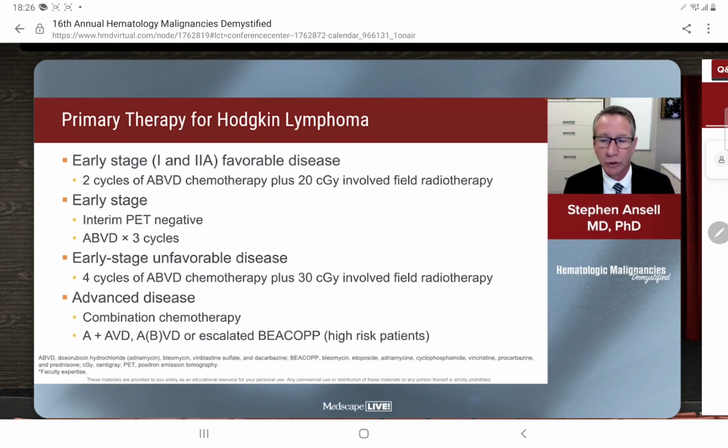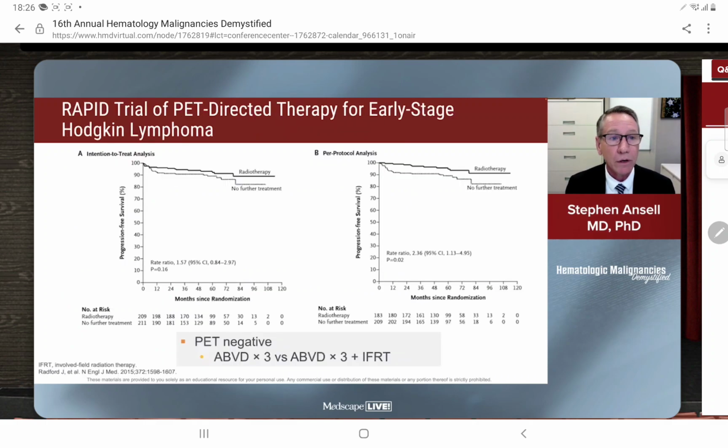In advanced stage patients, combination chemotherapy is usually the standard, radiation treatment is not commonly given, and the use of new agents, as we'll discuss extensively in a minute, including brentuximab vedotin, or the use of nivolumab, or a more aggressive chemotherapy approach, such as the use of escalated BEACOPP, now sometimes with additional novel agents, including brentuximab added, is really the standard of treatment therapy.